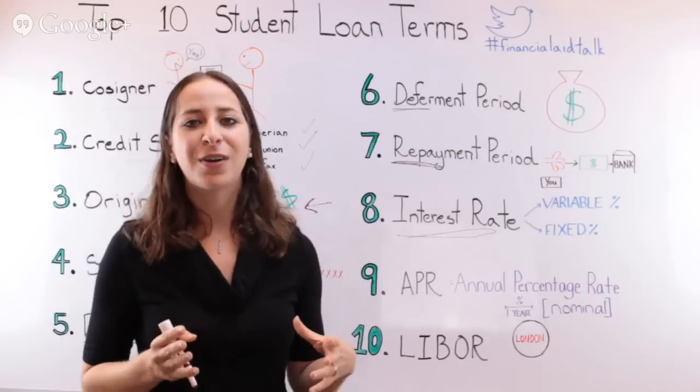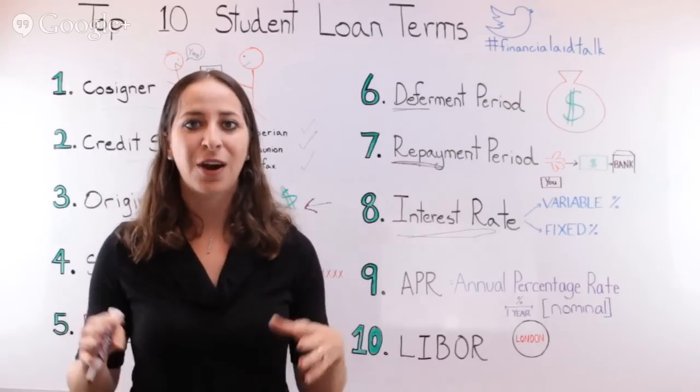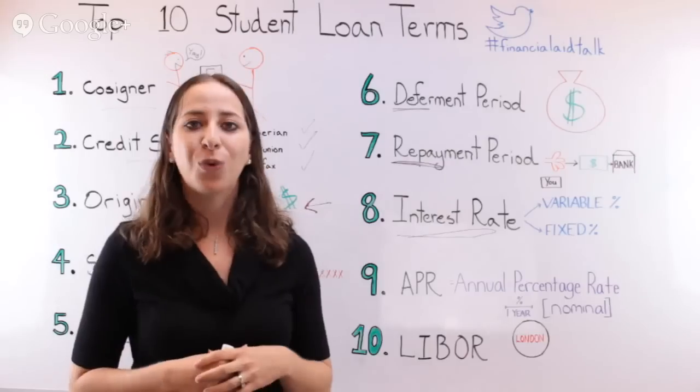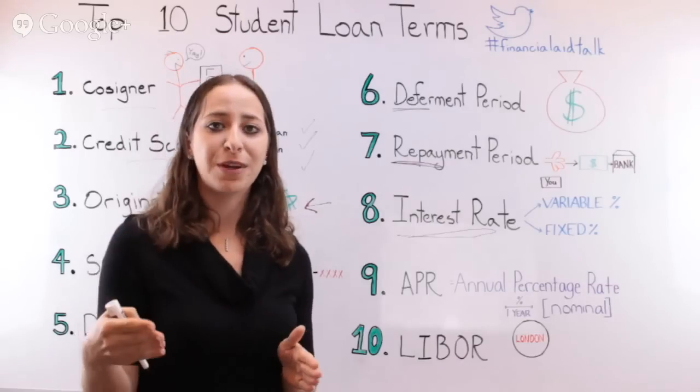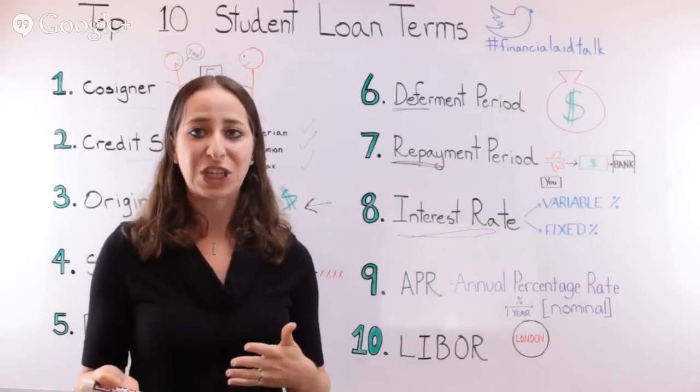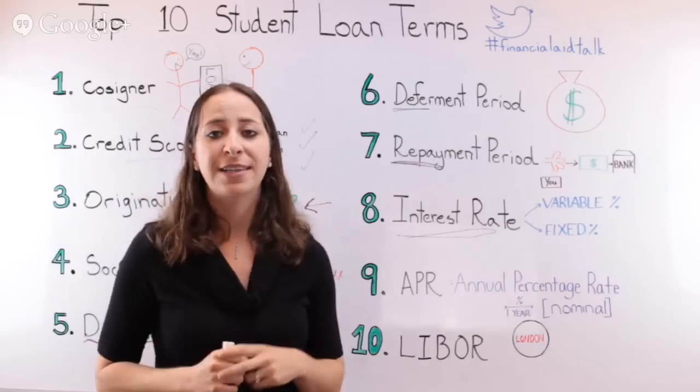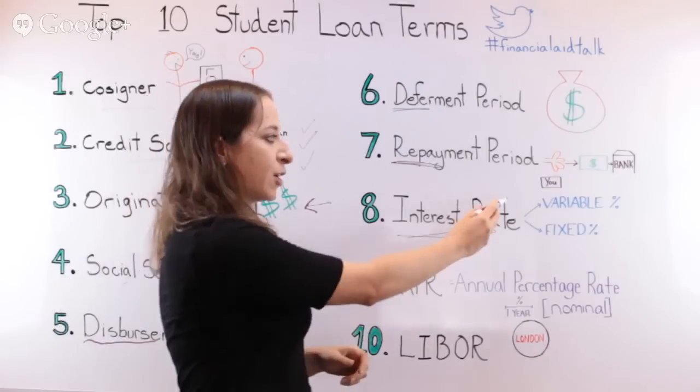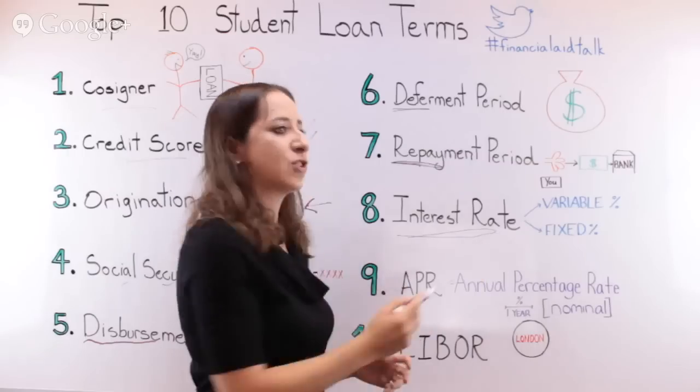Your cost of borrowing is expressed in an interest rate, expressed in a percentage. And what it's saying is the cost on top of how much you borrowed, how much you're going to pay in addition. Now there are 2 kinds of interest rates. There's the variable interest rates and there's the fixed interest rates.